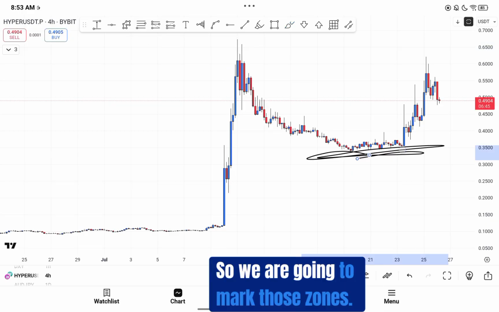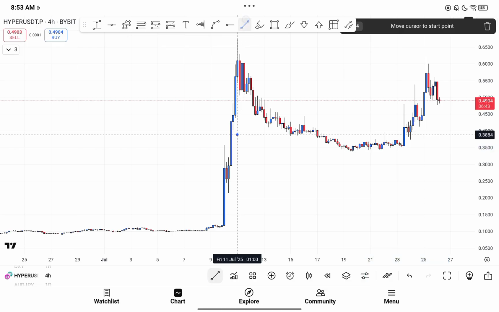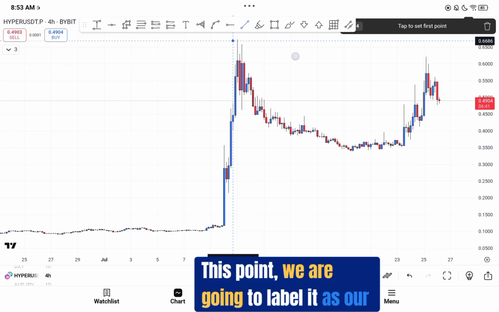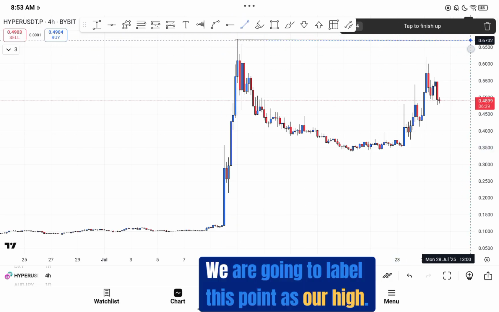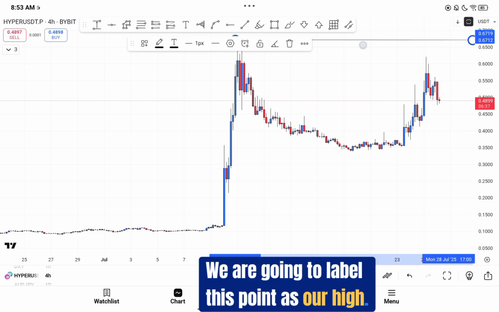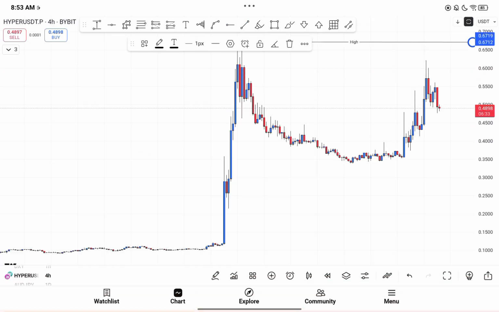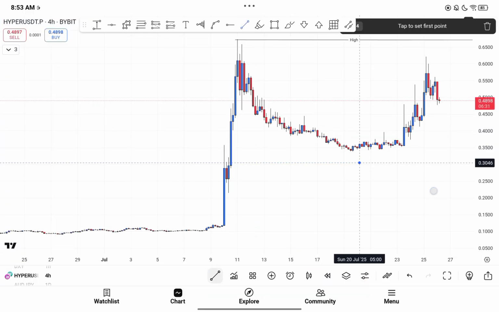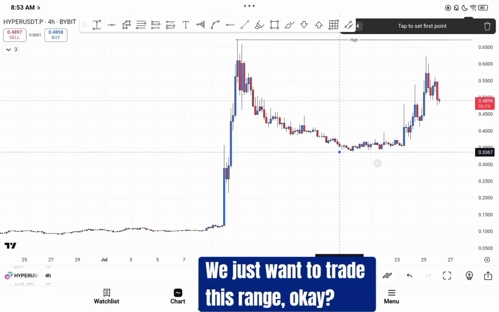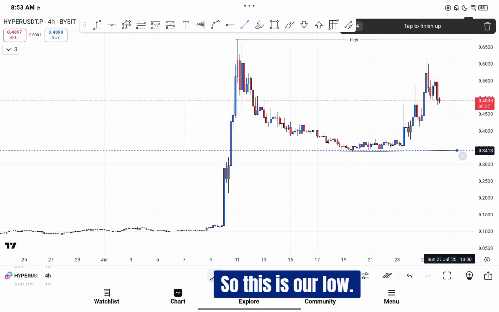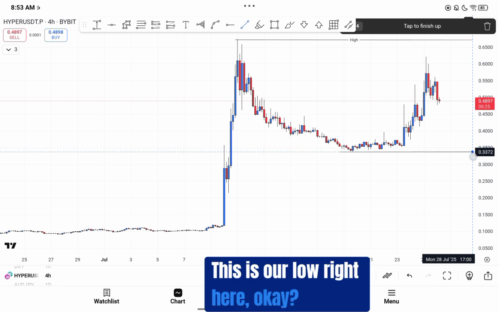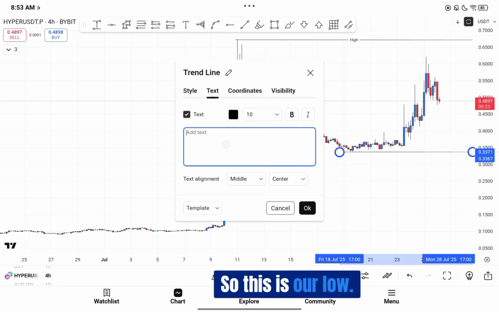Okay, so we are going to mark those zones. This point we are going to label as our high. So this is our high. Okay, and this is our low. We just want to trade this range. Okay, so this is our low right here.